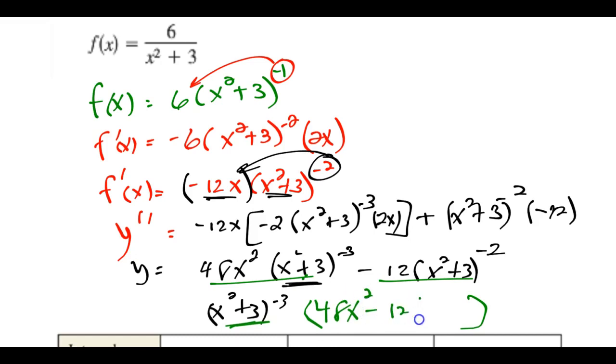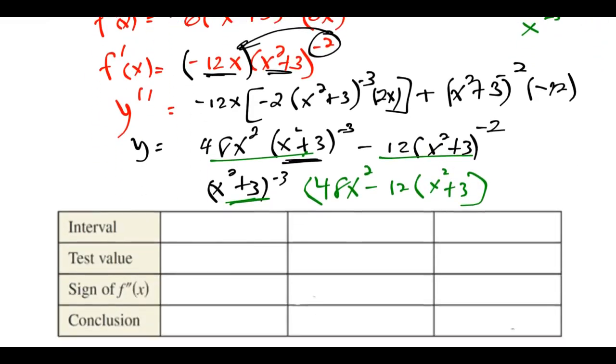minus 12 times one of those, because if I have x to the -2nd over x to the -3rd, that really just becomes rewrite the base and subtract. So -2 minus a -3 just becomes a 1. So that's why I have one of these left here. So critical values.